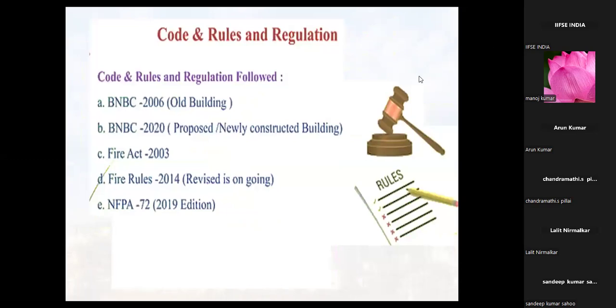Now here we'll see what the building codes in India are. The codes, rules and regulations that we follow are BNBC 2006, that is for old buildings; BNBC 2020, proposed for newly constructed buildings; Fire Act 2003; Fire Rules 2014; and NFPA 72, which is the overseas standard.